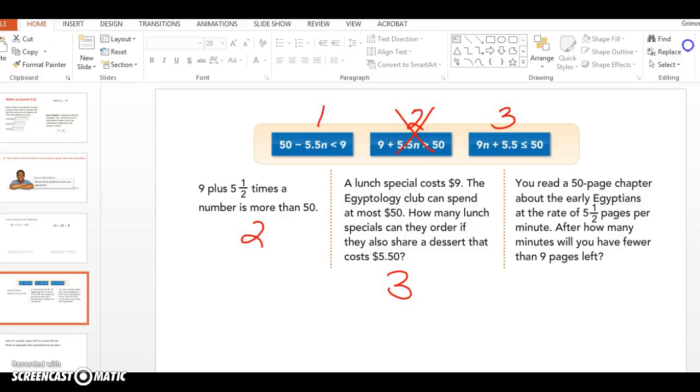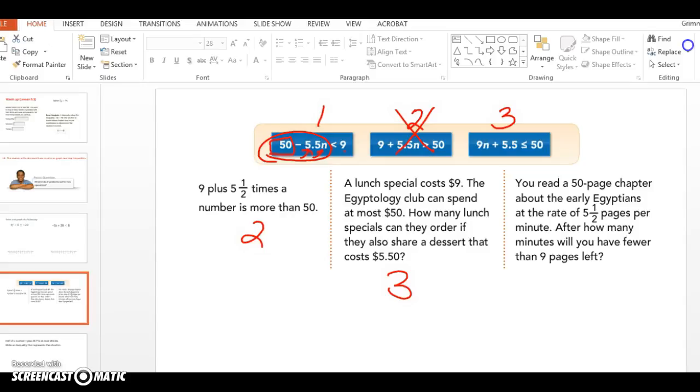Now, obviously we know the last one's choice 1, but let's make sure we understand why. You read a 50-page chapter about the early Egyptians at the rate of 5.5 pages per minute. Oh, maybe that was like a children's book, right? After how many minutes will you have fewer than 9 pages left? Okay, so let's see if this makes sense. You start with 50, and you have 9 pages left. So you want this side to be less than 9 pages, and you're taking off 5.5 per minute until you get less than 9. Does that make sense? It's a little confusing because that's not usually the way we look at it. Okay, questions on that one?